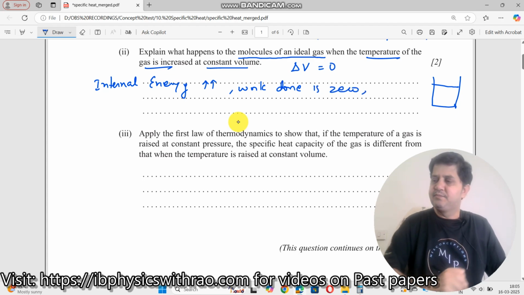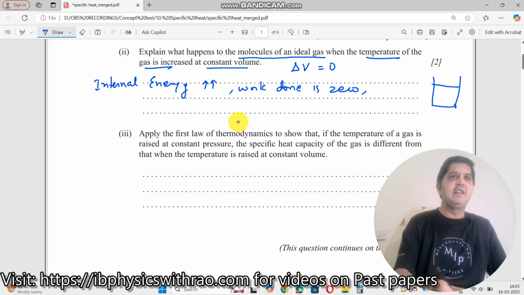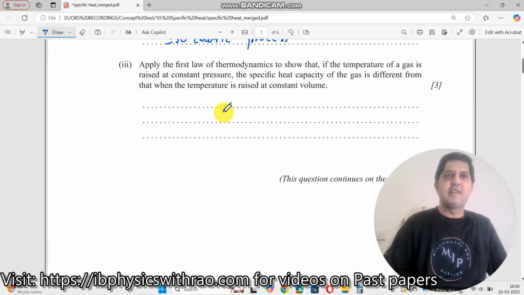What else can we say? We can also say temperature increases. So internal energy increases, work done is equal to 0. And what kind of process is this? It's constant volume, so you can say this is an isochoric process. Let us move on to the next one.